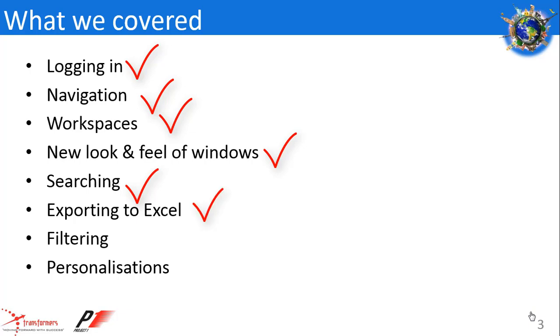We've shown you how to export to Excel using the button up in the top right, and also where that isn't available, you can just right click and export. Filtering, we've talked about 4 different ways to filter. We've used the quick filter, which is on the top there. We've talked about the funnel, and we've done the column filtering, and then we've done advanced filtering. And last but not least, we've just quickly run through how to do some personalizations.